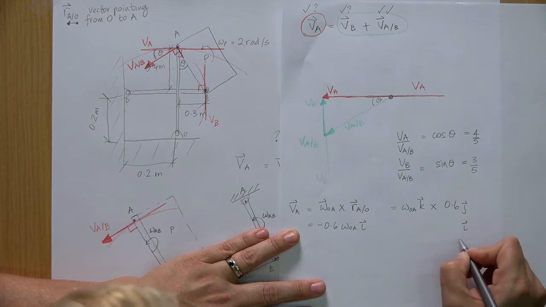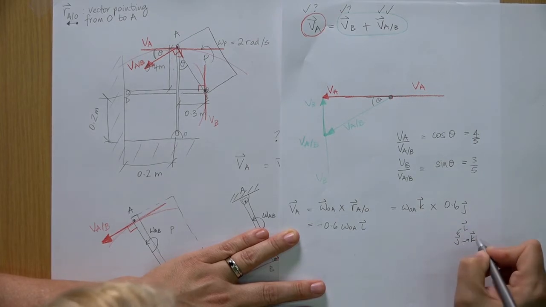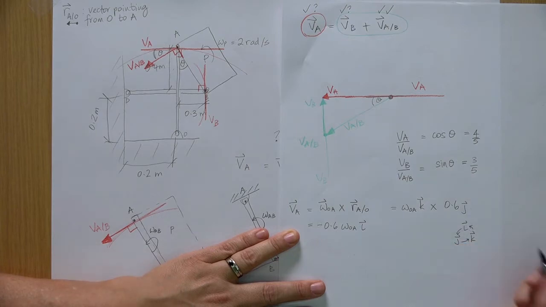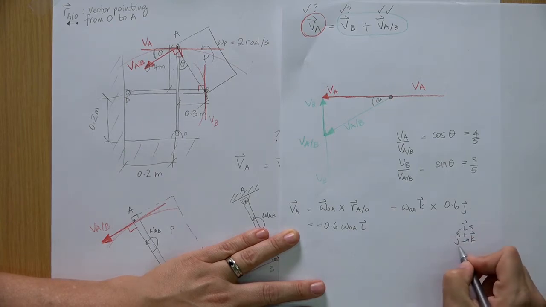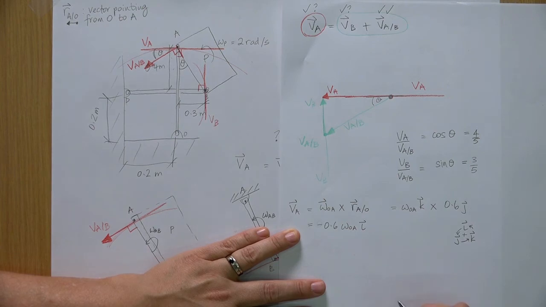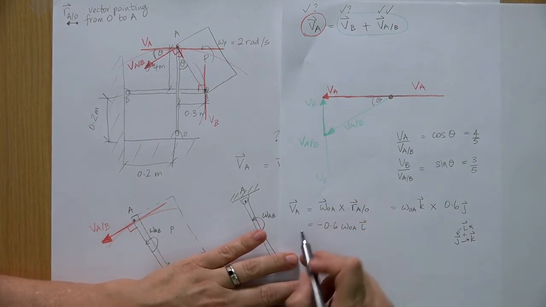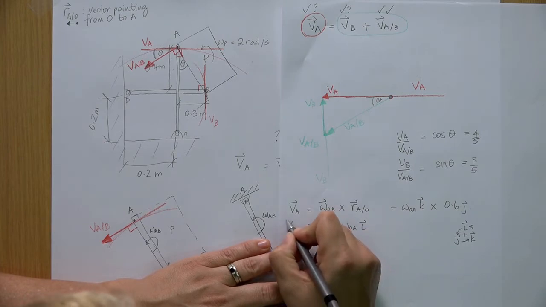It's very helpful to remember the IJK triangle. Going around IJK is positive. K crossed with J is in the negative direction. K crossed with J gives us negative I. If you forget it, you can always just draw this on the corner of your page. So VA equals minus 0.6 omega OA I.